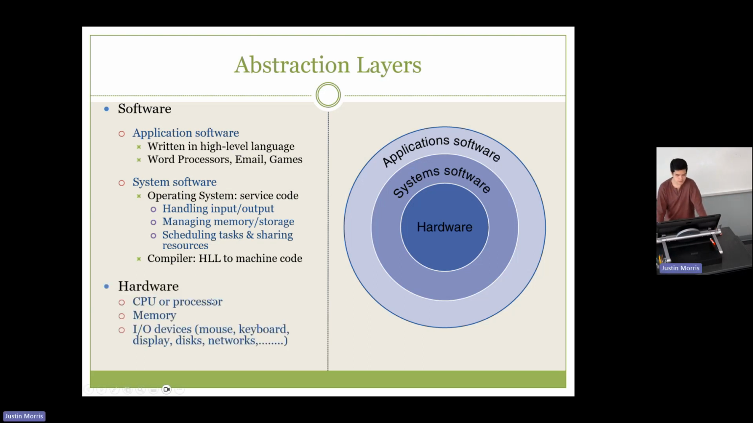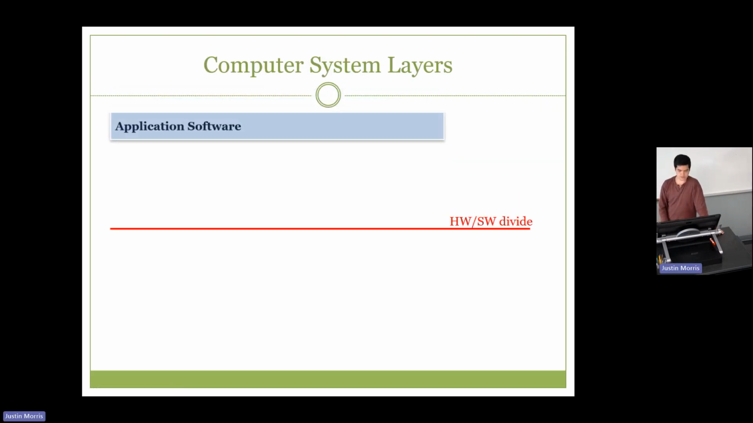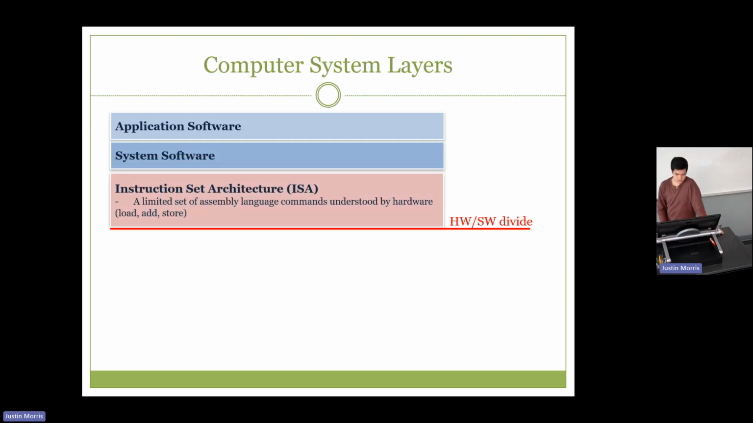And then there's the hardware abstractions, but these are more of just what the hardware is comprised of. So you have your CPU, you have memory, and then you have input/output devices, like your mouse, keyboard, display. Basically your system software, or your operating system, is the abstraction between hardware and software. Here it is again, a little bit more detail.